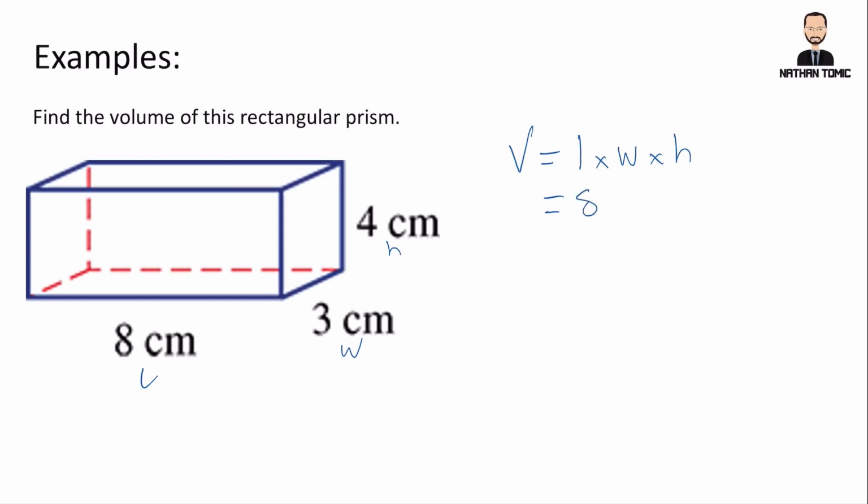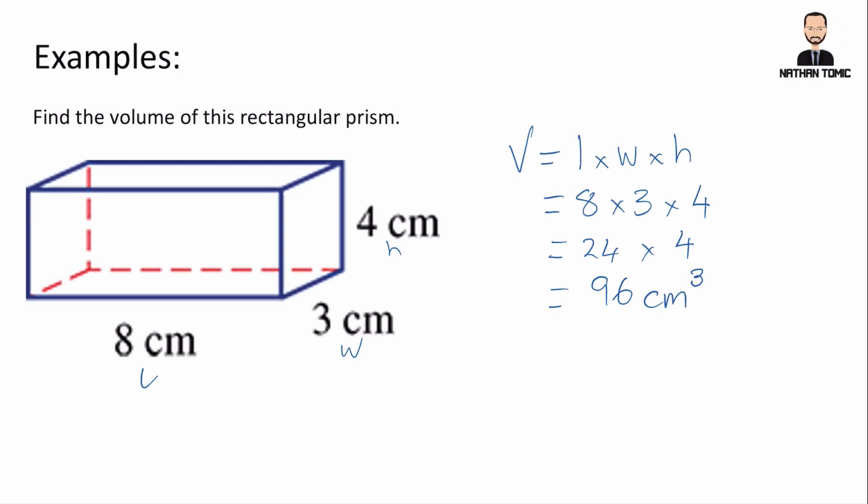We have 8 multiplied by 3 multiplied by 4. And as always, we should just do one step at a time. So let's do 8 times 3 is equal to 24, still multiplied by 4. And then we have 24 times 4 is 96. So we would have 96. It is centimeters, because that's a unit of measurement. And because we're talking about volume, it is cubed, to the power of 3.